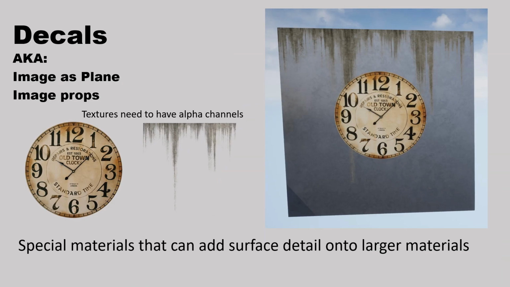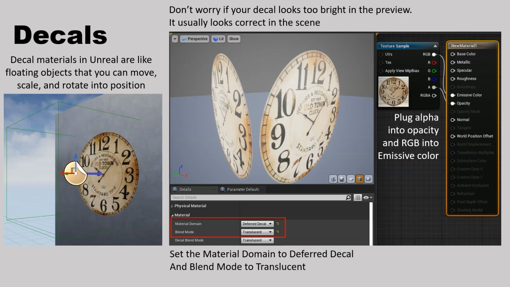And then it's not really a material, but decals are a thing in Unreal, and you also find them in a lot of other software as images as planes or image props, or a lot of different tools have different names for them. But a decal is just basically a 2D image, oftentimes with an alpha map, that allows you to add a little detail like a sticker onto your surface. So like the drips down there on that wall, the clock there, just kind of stuck onto the surface. It's pretty easy to put them together.